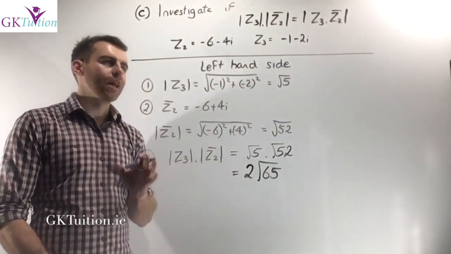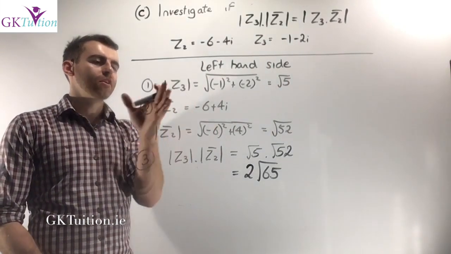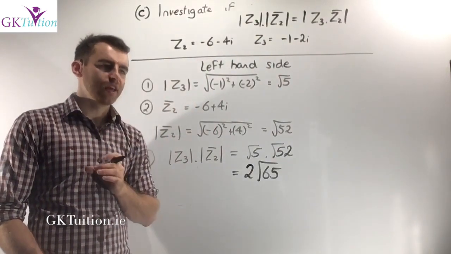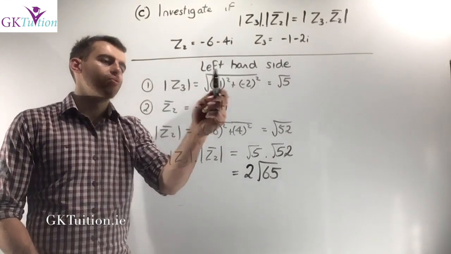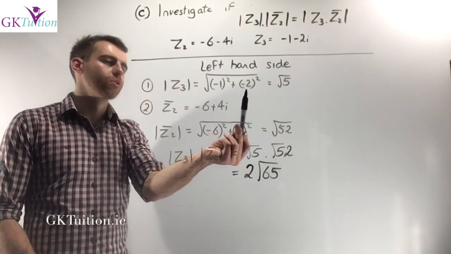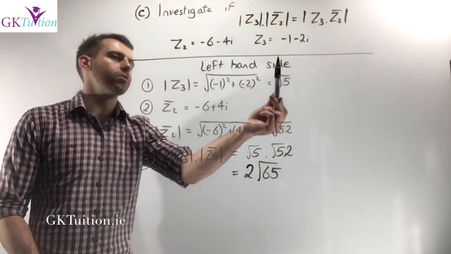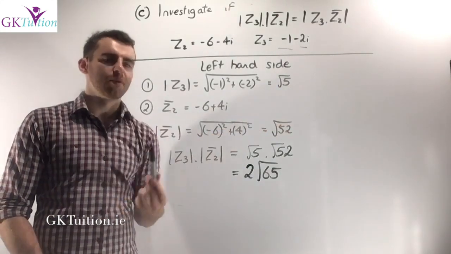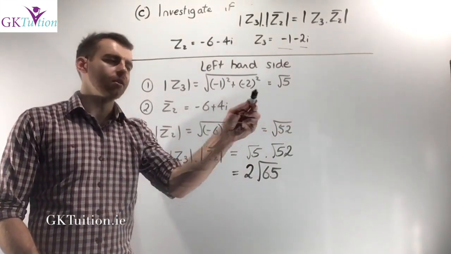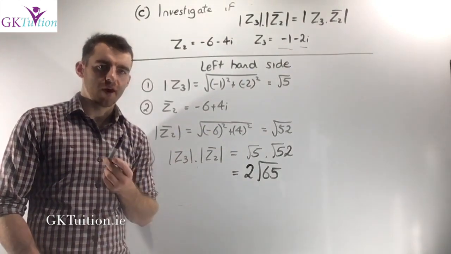If I'm just dealing with the left-hand side first, the first thing I should do is work out the modulus of Z3. The modulus of Z3 is the square root of minus 1 squared plus minus 2 squared, because minus 1 is my A and minus 2 is my B. If you plug that into your calculator, it works out as the square root of 5.